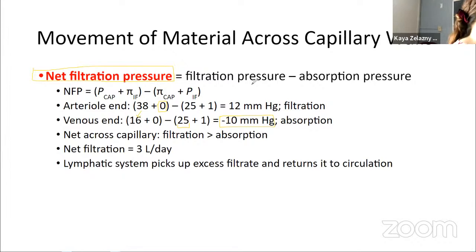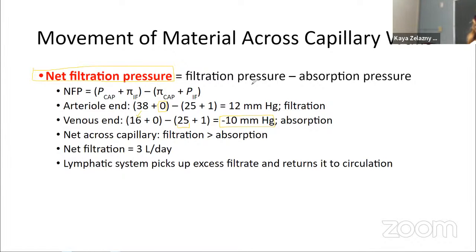Overall on net, throughout the body, we have more filtration than absorption happening. So we do flip directions when we get from the arteriolar end to the venous end, but it's not even. Overall, we're filtering out actually 3 liters a day of fluid.